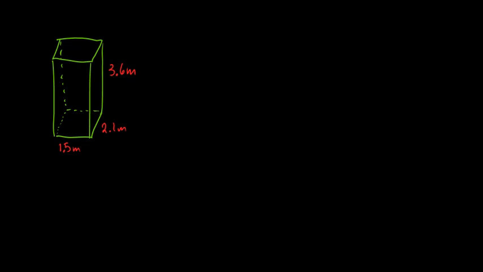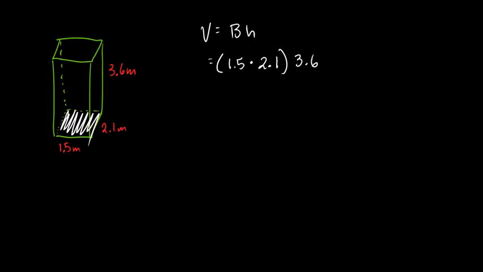Next, I have a prism again, so I'll be using volume equals base times height. So I need to find the area of my base. The area of my base is going to be found by multiplying 1.5 times 2.1, and then I can replace that height with 3.6. So then when I multiply all of these numbers together, I am going to get 11.34, and I'll say round to the nearest 100th, and that'll do. And this is a volume, so it should be meters cubed.